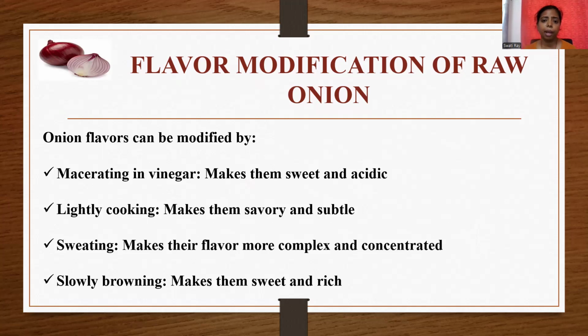Now, let us discuss the flavor modification of raw onion. Flavors of the onion can be modified in several different ways. Let us discuss those ways. The first and very common way is macerating in vinegar.